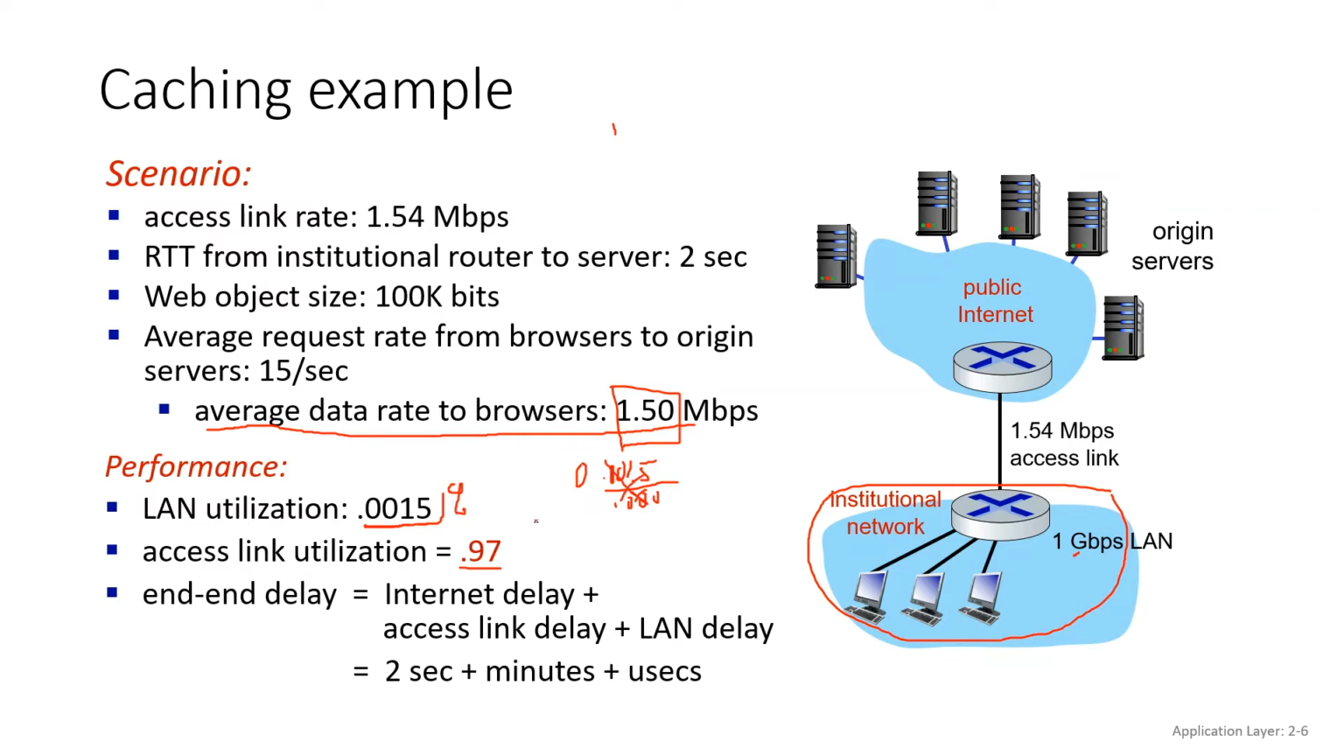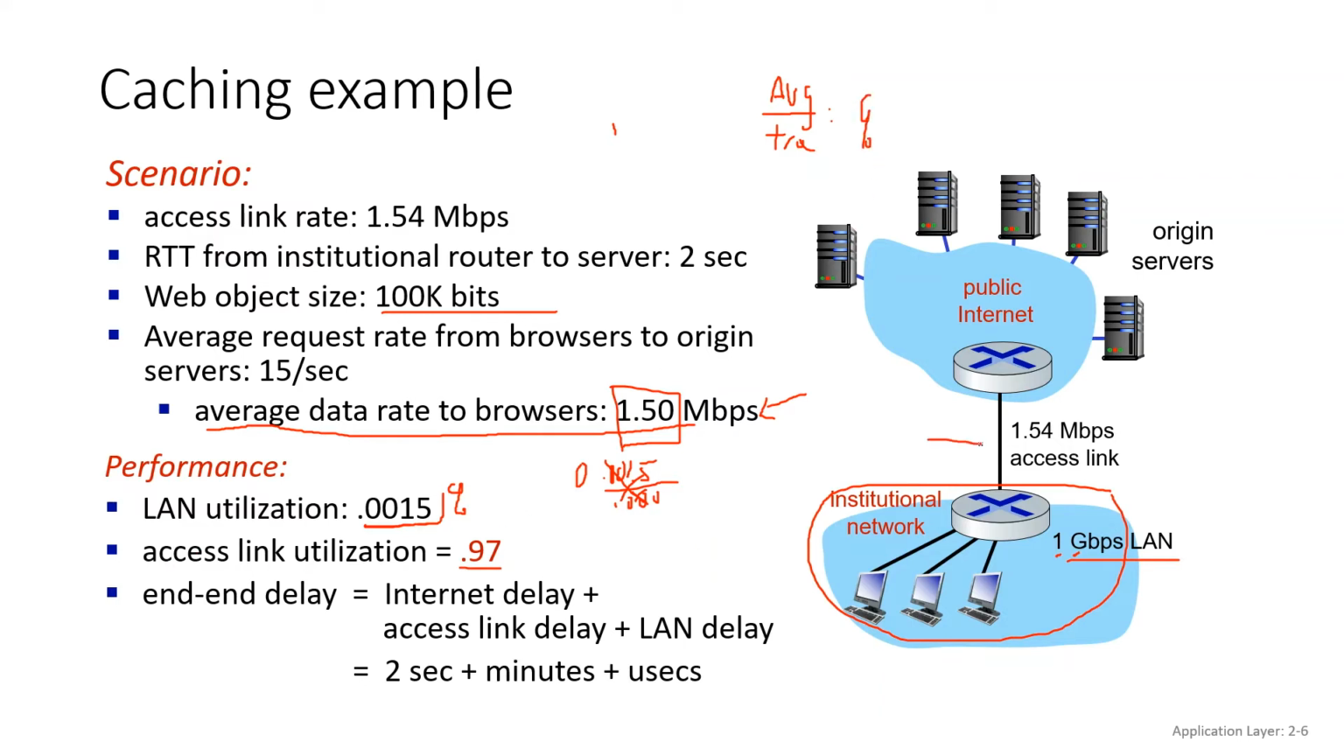And the LAN utilization of 0.0015 is very small. So if you have this type of transaction, a 0.1 megabit object within the LAN here, it will be fairly quick to transmit it. And the formula is exactly what I've done here, which is the average data rate to the browser divided by the transmission rate. That gives you the utilization.